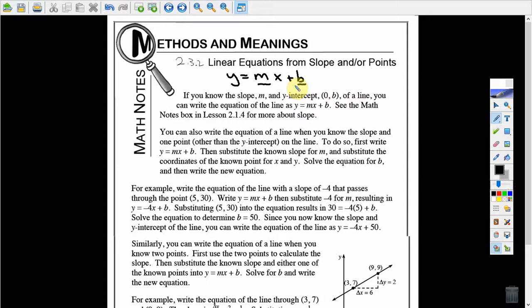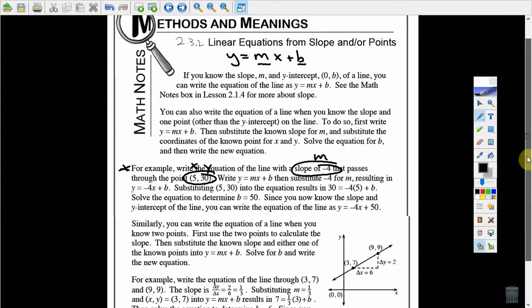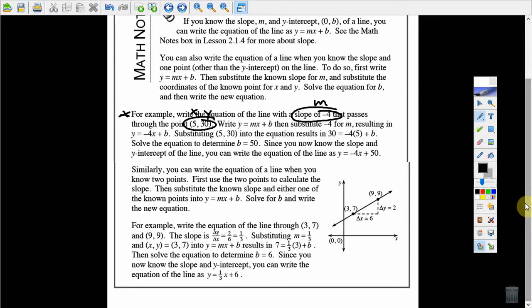Okay. Let's go down here to this example. Write the equation of a line with the slope of -4 that passes through the point (5, 30). So let's think about what we're going to do for that. Well, we know the slope is -4. It passes through this point, (5, 30). That's going to be an x and a y. So we're going to use that information to solve for our b. And then we'll have the slope and the y-intercept.